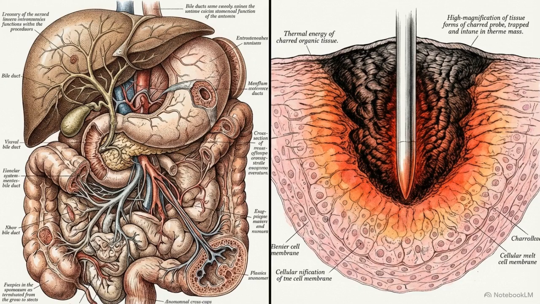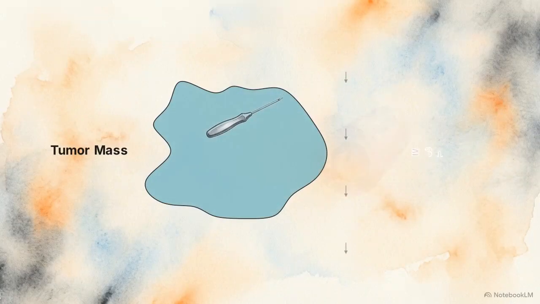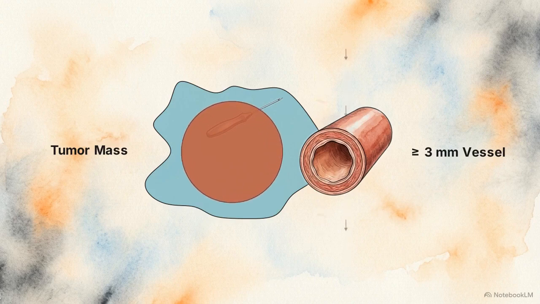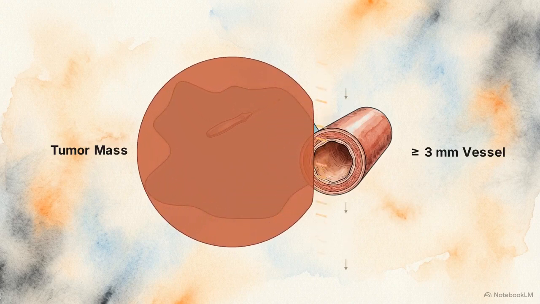RFA is an effective tool, but its utility is limited by the proximity of vulnerable anatomy and the physics of electrical conductance. Adjacent vasculature represents a significant challenge to thermal ablation. This is the heat sink effect. When a vessel 3 millimeters or larger is adjacent to the target, moving blood carries thermal energy away from the lesion. This cooling prevents lethal temperatures, often leaving viable tumor cells along the border.